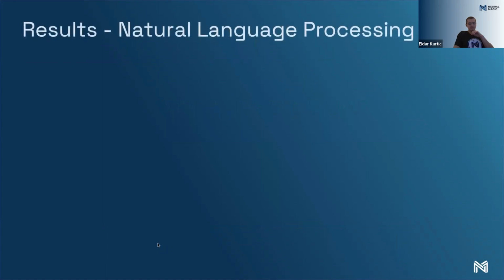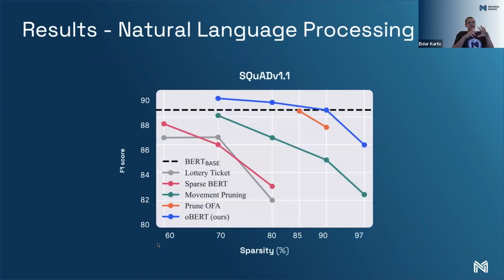The next set of results is about the natural language processing domain. Here we are considering the standard benchmark, which is pruning the BERT-base model on the question answering SQuAD dataset. And here we are looking at results from the gradual pruning setup, where we iteratively prune and fine-tune the model until we reach the target sparsity. We are looking at the F1 score relative to two different sparsity targets.